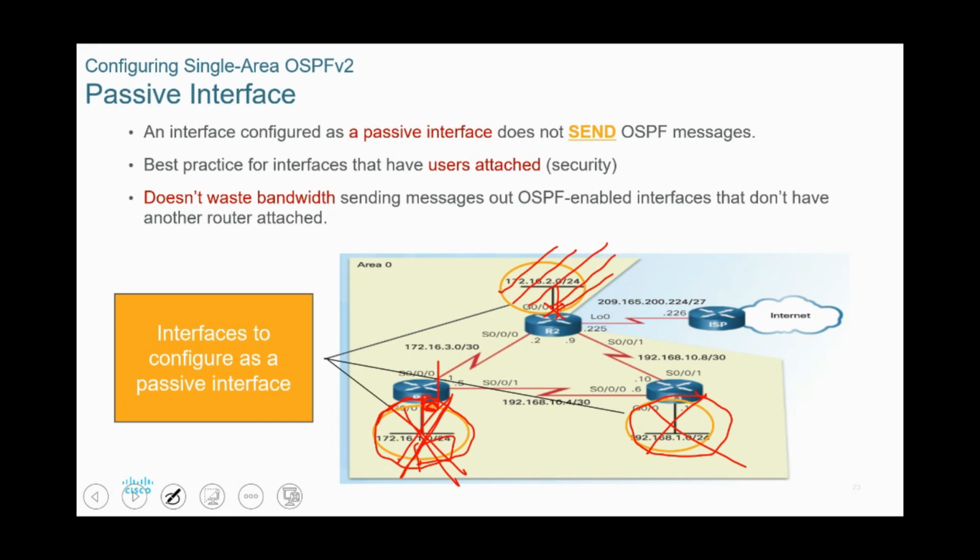The second reason why we need to use a passive interface is that it doesn't waste bandwidth. If you send OSPF out of an enabled interface that doesn't have another router attached, you are wasting bandwidth. So you are saving bandwidth usage by not doing that. That's the reason why you need to configure a passive interface. Okay.